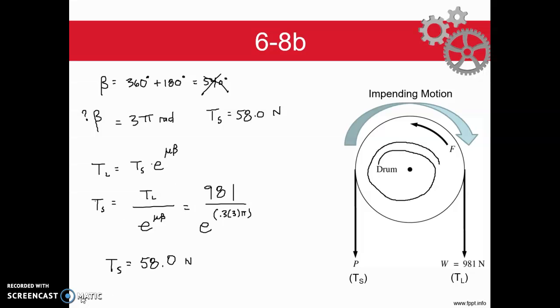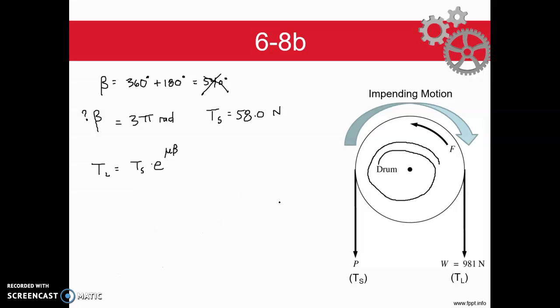So let me erase this stuff here. So again, let's pretend that we don't know what the angle of wrap is. Maybe the question was saying, we have this 981 Newton weight. We want to keep it suspended. We are capable of pulling with a force of 58 newtons. How many times do we have to wrap that rope around the drum in order for us to be able to do that? So let's just say that beta is now the variable that we have to solve for.